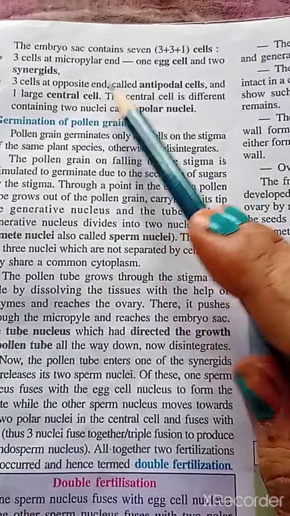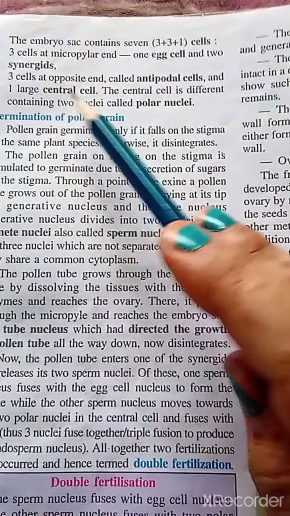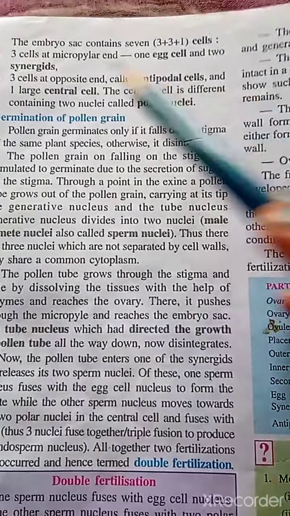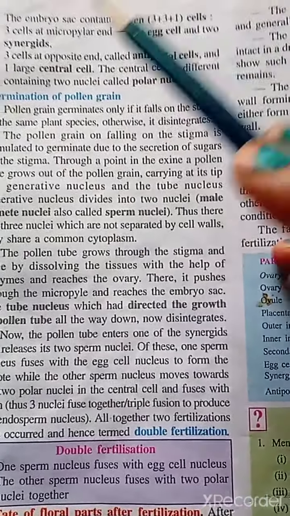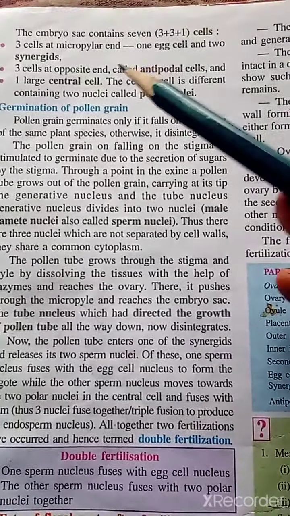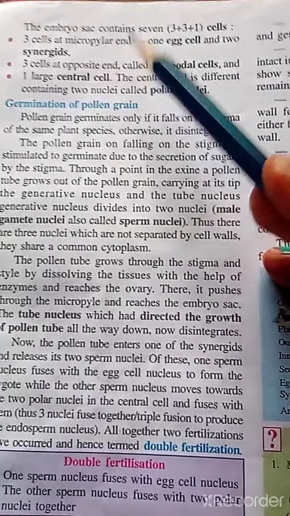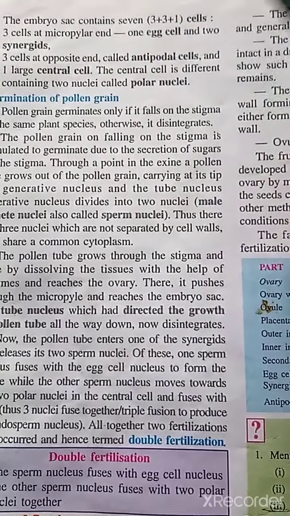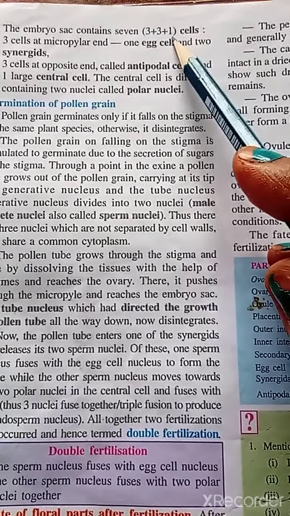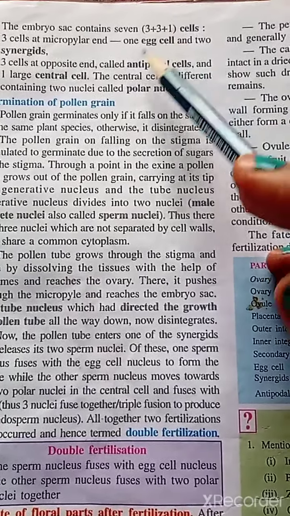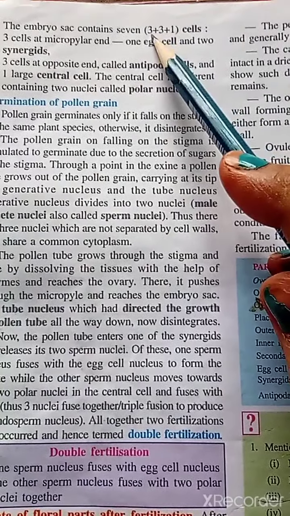3 cells at the opposite end are called antipodal cells, and there is 1 large central cell. The central cell is different, containing 2 nuclei called polar nuclei. So the question may be asked like this: in the embryo sac, how many cells are present? You will write 7, that is 3 plus 3 plus 1: 1 central cell, 3 antipodal cells and 3 cells at the micropyle end.